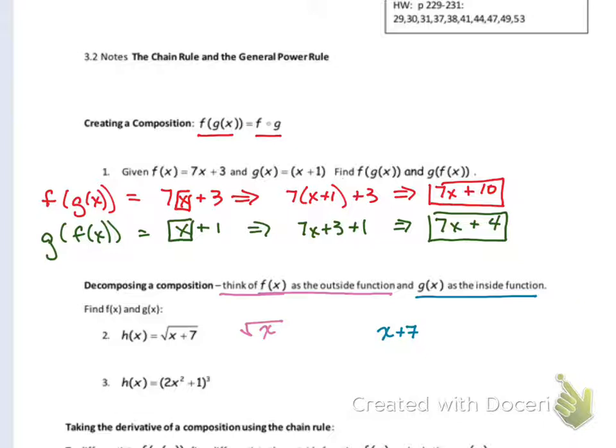Okay, h of x, the outside, which is the f of x, is going to be x cubed. And then the inside is going to be 2x squared plus 1. Okay, so this is going to be your g of x. These are all going to be your f of x. Okay, so let's go on to the next page.